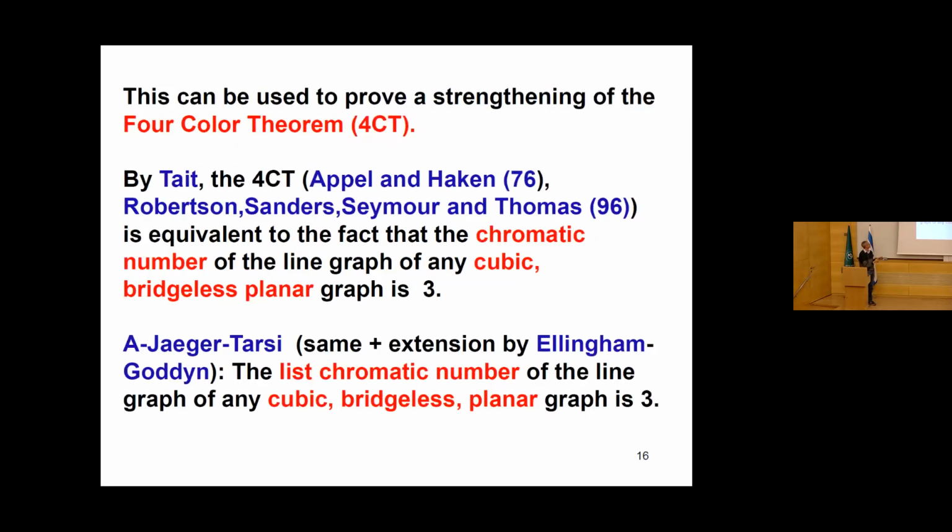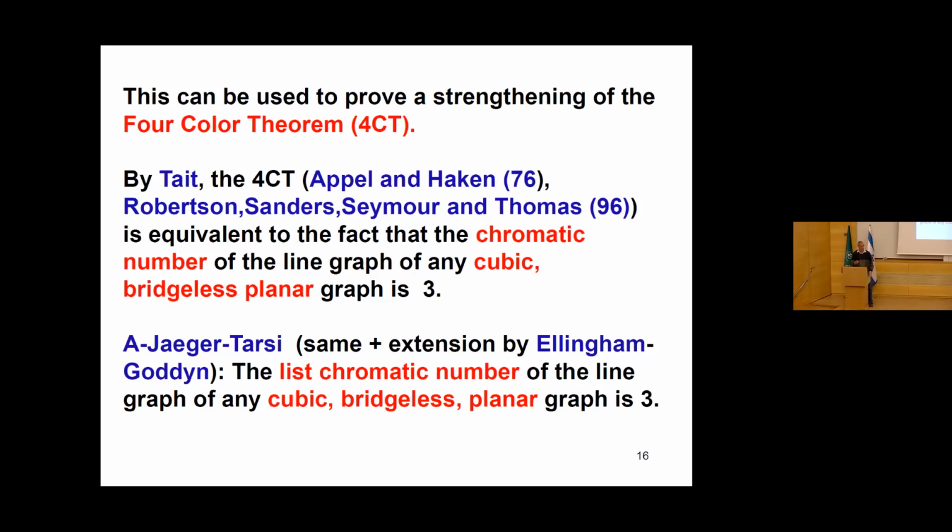And this was useful to prove several results, in particular, to solve some questions in the original paper of Erdős, Rubin, and Taylor. But what I want to tell you is how this can be used to prove a strengthening of the four-color theorem. So the four-color theorem is the best known result in graph coloring, probably the best known result in combinatorics in general.